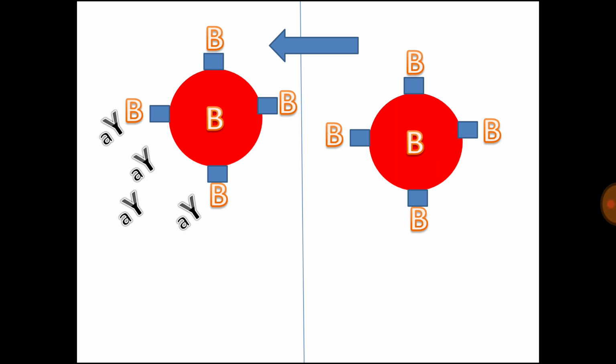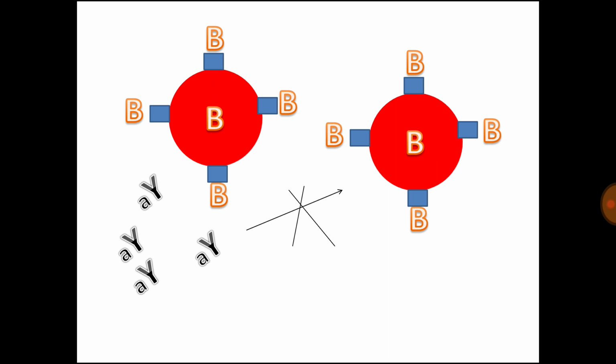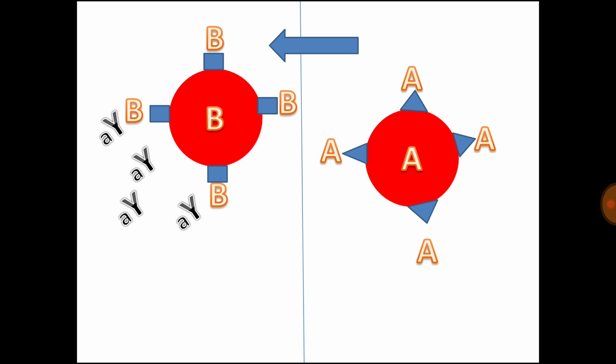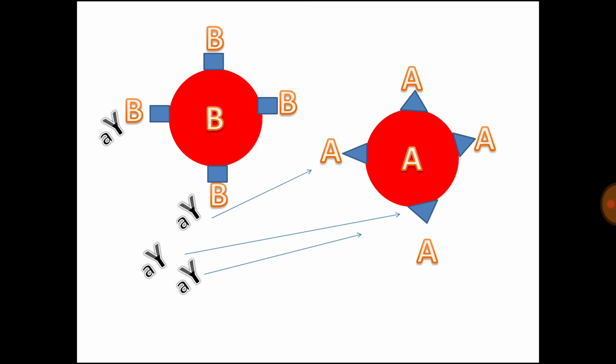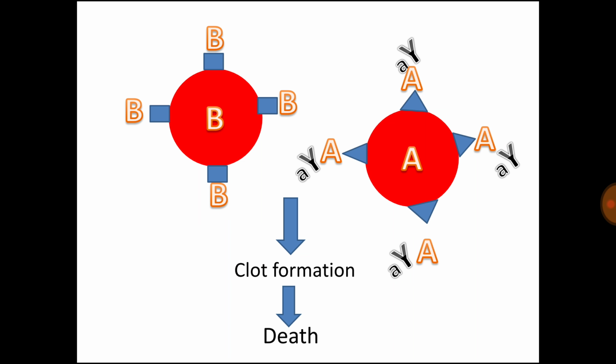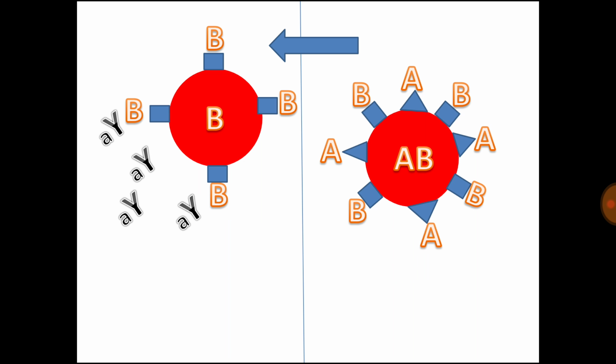And if the donor is B, that means the B antigen is moving into the patient, and if the receiver is also a B blood group person, then both antigens are the same, and the antibody in the patient is A, which is compatible, so there is no antigen antibody reaction. And if the donor is A for a B blood group receiver, in this case the A antigen is moving into the patient, and this time antigen A is not compatible with antibody A, so an antigen antibody reaction goes on, clot formation, resulting in death.